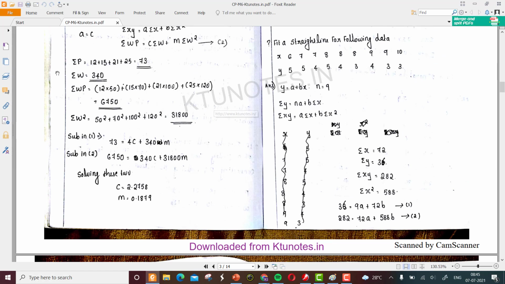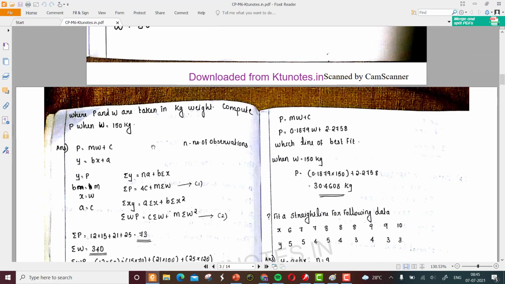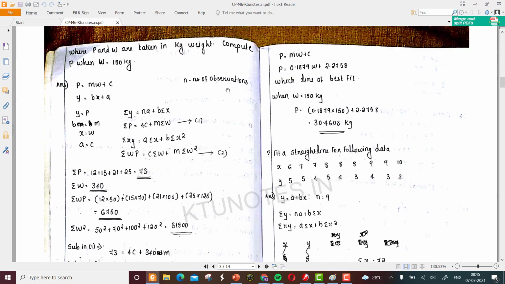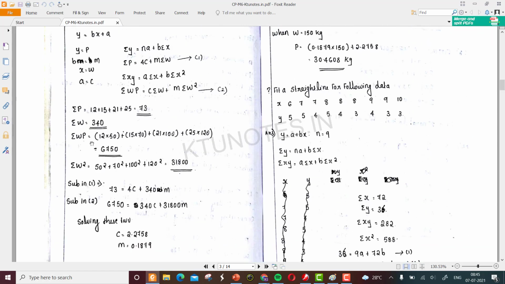Similarly, sigma WP, then sigma W square is also required. So adding the squares: 50 square plus 70 square plus 100 square plus 120 square. So all the required values are computed here, and these values are substituted in equations 1 and 2.